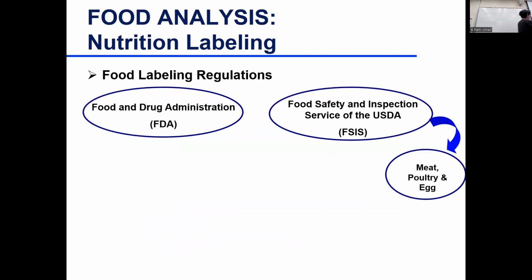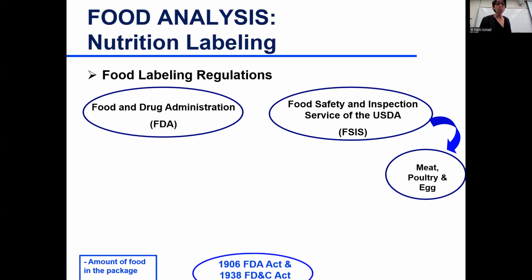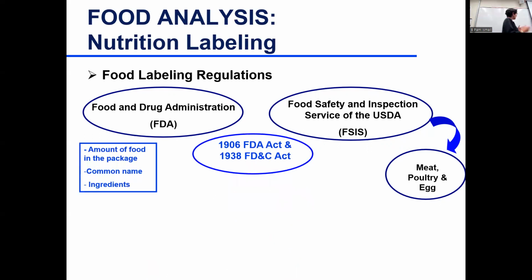So again, here I'm identifying the two federal agencies, the FDA and the FSIS, and they regulate nutritional labeling. So FDA regulates all food except meat, poultry, and egg, which are regulated by FSIS. Early on, the first couple of acts by the FDA and the FD&C, Food, Drug, and Cosmetic Act from back in the early 20th century.